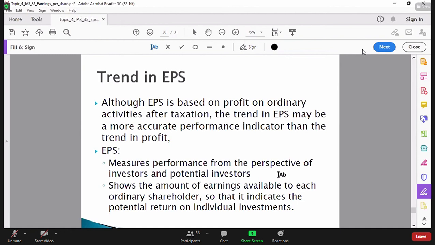So for whoever answers the assignment, if they concentrate more on the EPS, it will be a very good assignment answer. It shows the amount of earnings available to each ordinary shareholder, so that it indicates the potential return on individual investments.